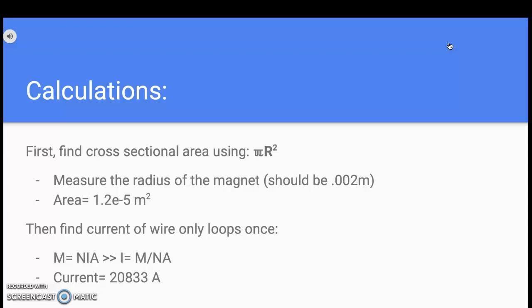And then using that, we're going to use M equals number of loops times current times area. You're going to deconstruct that formula to find the current. So I have written out, you're going to make it I equals M over N A, and we only loop around one time for right now. We're going to assume the wire only goes around one time, so that number should be 1. So you should find this first current to be about 20,833 amps.